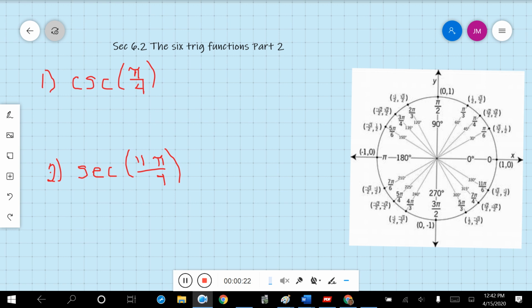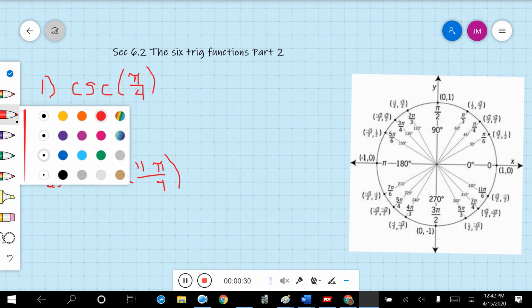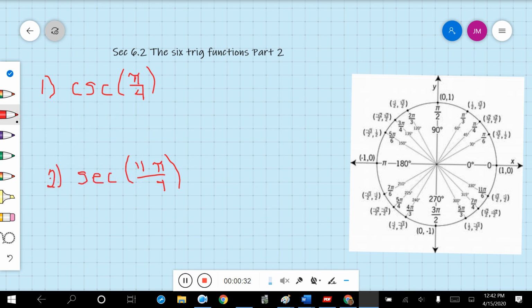Remember that the cosecant is the reciprocal of the sine. So what I first want to do is find the sine of pi over 4. So if we go to our unit circle, we find pi over 4. The sine is the y value, so that's root 2 over 2.